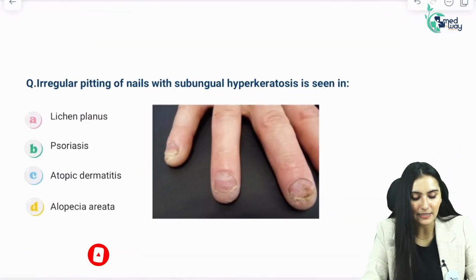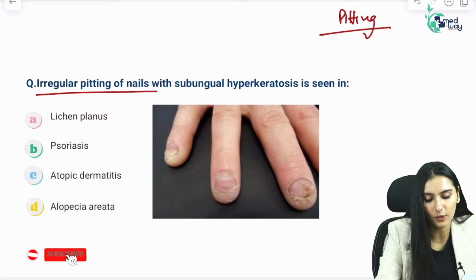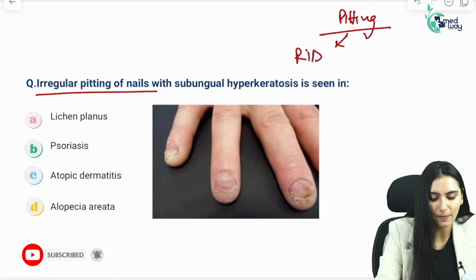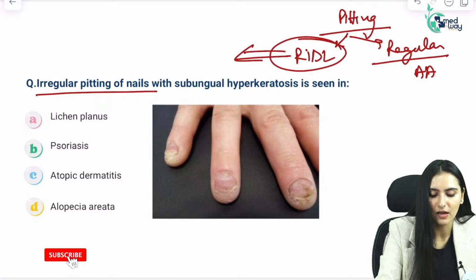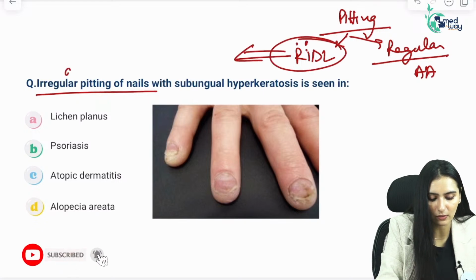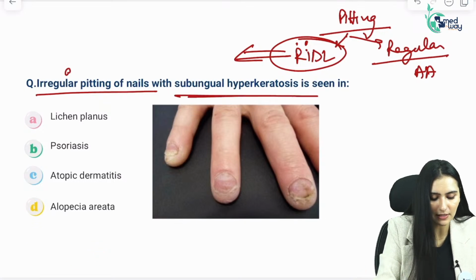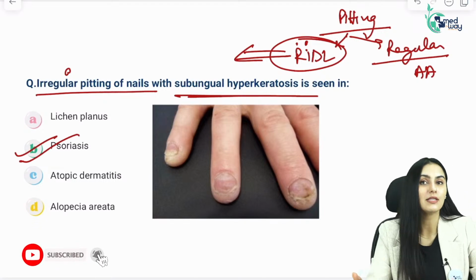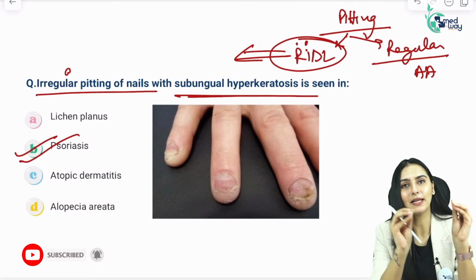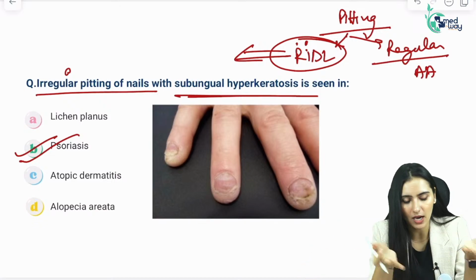Now, irregular pitting. I have already told you about pitting. I told you that there is a RIDL pattern and there is a regular pattern. The regular pitting is seen in alopecia areata. RIDL pattern is random irregular. Irregular is the question. It is seen in psoriasis, with subungual hyperkeratosis seen in psoriasis. Simple. Just remember pitting RIDL. At your level, you just need to know RIDL and regular. Regular is alopecia, RIDL is psoriasis.